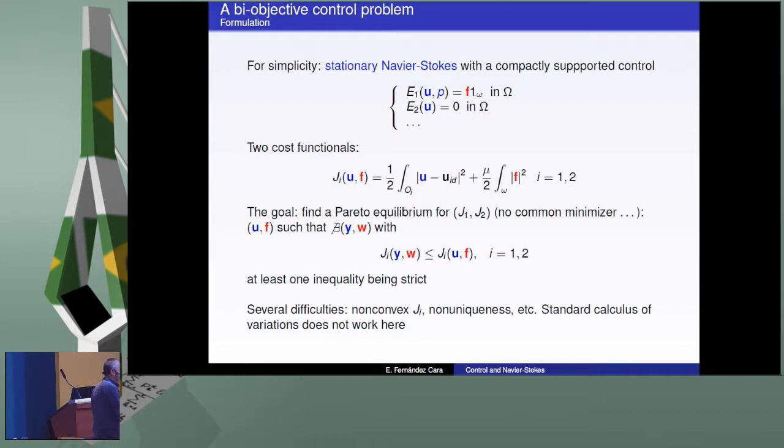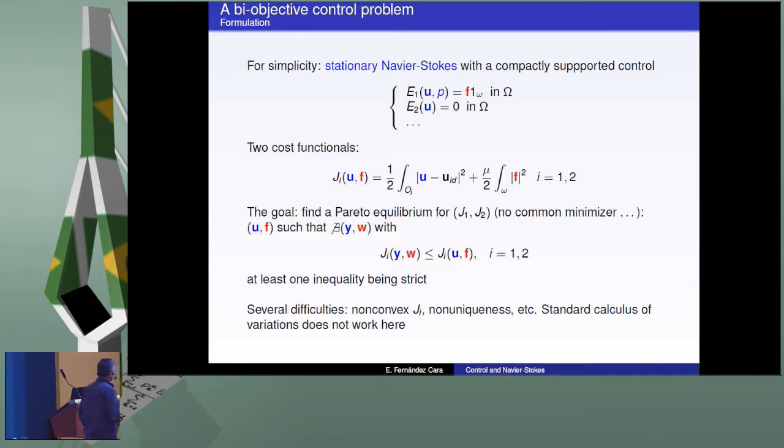Well, this is a difficult problem. There are several non-trivial difficulties here. First, because we are considering non-convex functions, J1 and J2, and this is due to the nonlinearity of the equation, of course. And then, because in general, we cannot affirm that for each f there exists a unique solution of this system. In general, it is not known whether or not each f that is used here in a reasonable space leads to a uniqueness of the solution of the system. This is one of the great major problems for Navier-Stokes. So we don't have uniqueness of the mapping to which f associates the solution, and this is a serious difficulty in order to apply the standard calculus of variation techniques to this problem.